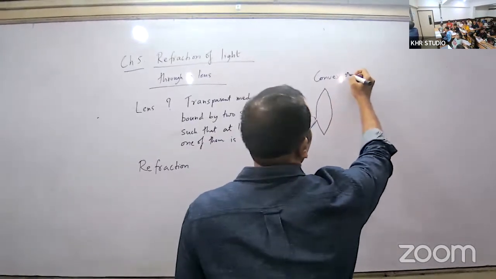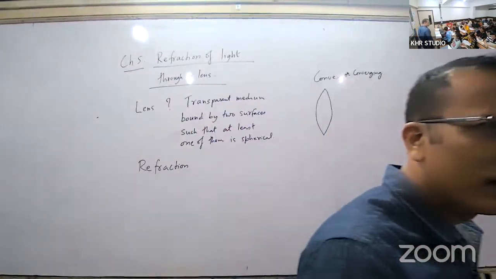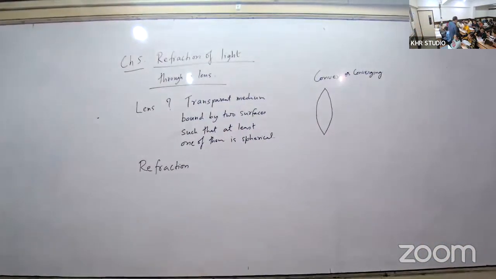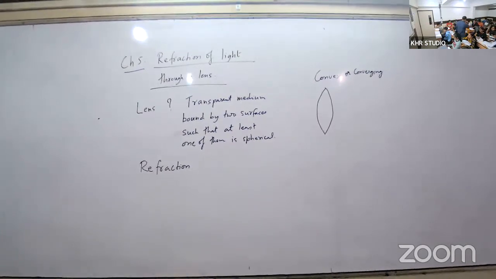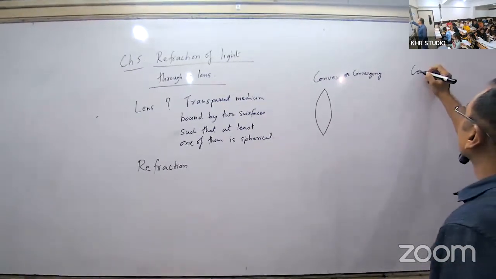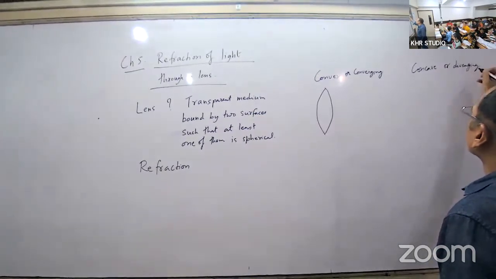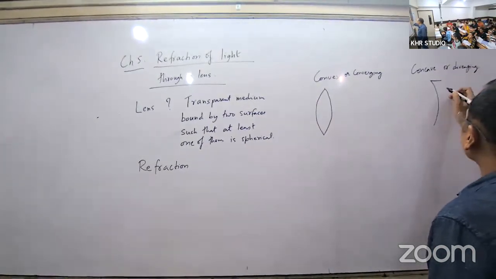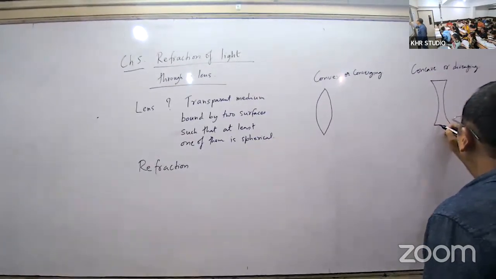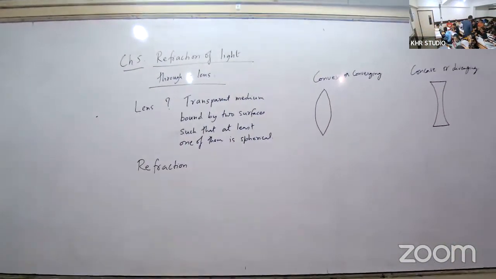Convex or concave. Convex lenses are also called converging lenses. What about the other lens? Or diverging. So what is the difference between the two lenses?